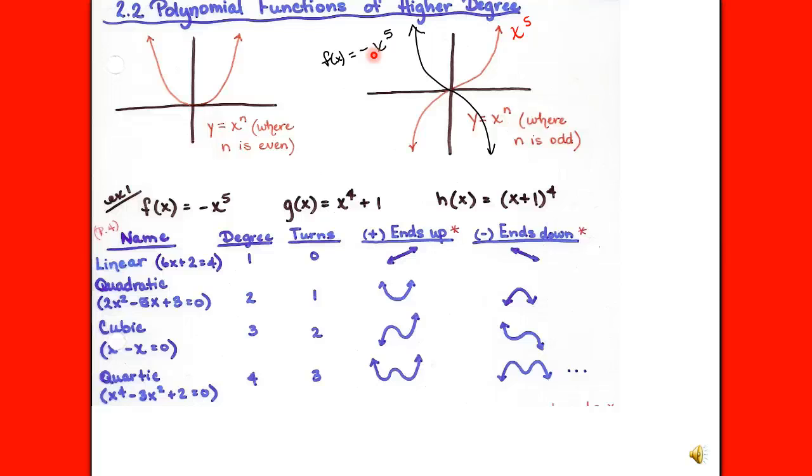All right, look at the next one. The next one, we've got g of x is equal to x to the 4th plus 1. So let's start with just the base function, just the monomial. G of x is equal to x to the 4th. Is that going to look like the first one or the second one? The first one, right. So it's going to look like this.